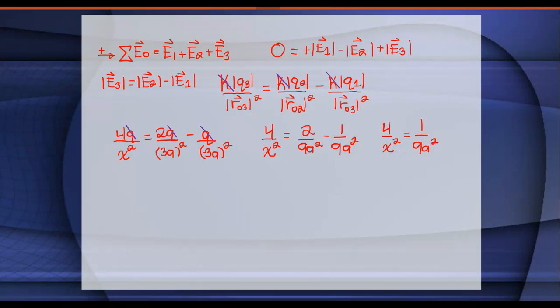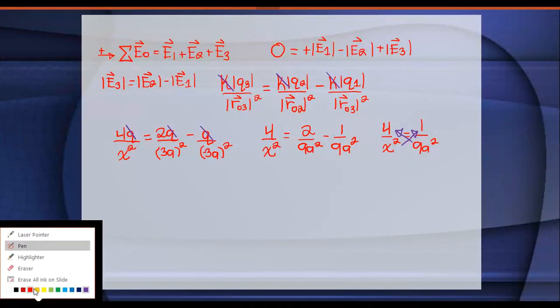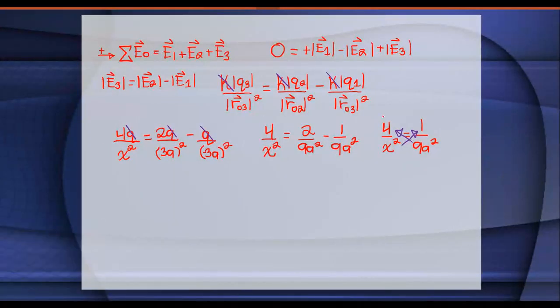We can do that by cross multiplying here. So what I'm going to do is I'll bring the x up here, and I'll bring the 9a squared up to that side. So that's going to turn it into, well, 4 times 9a squared would be 36a squared, which would be equal to x squared. And if we take the square root of both sides, we then have x is equal to the square root of 36a squared.